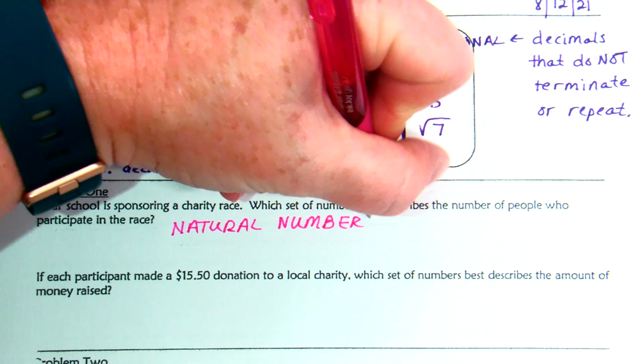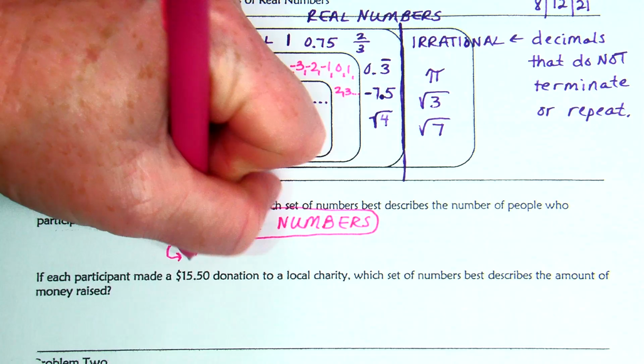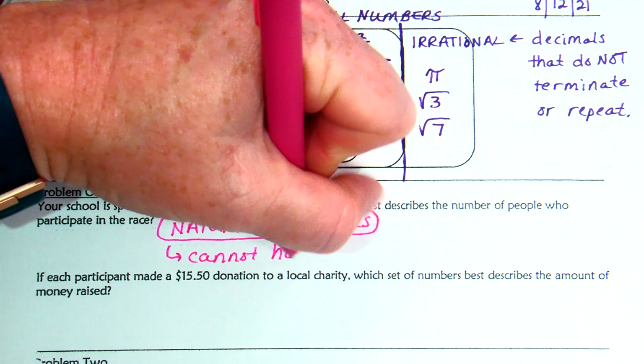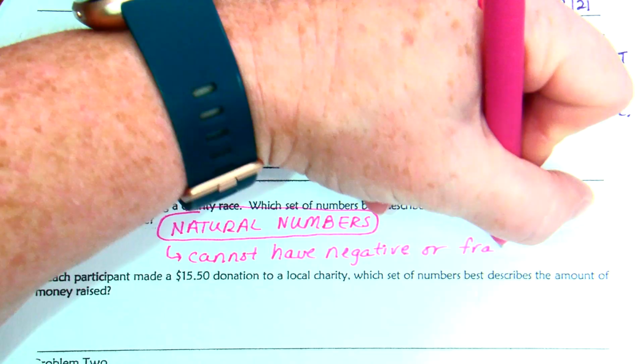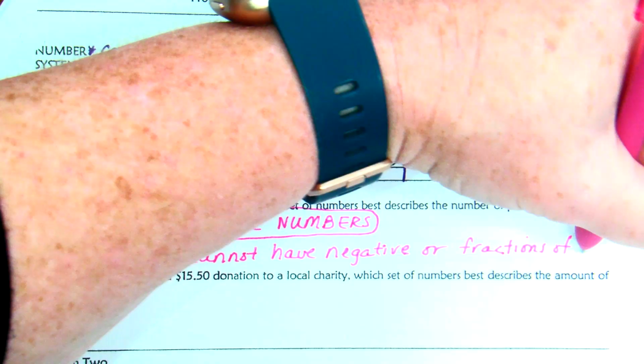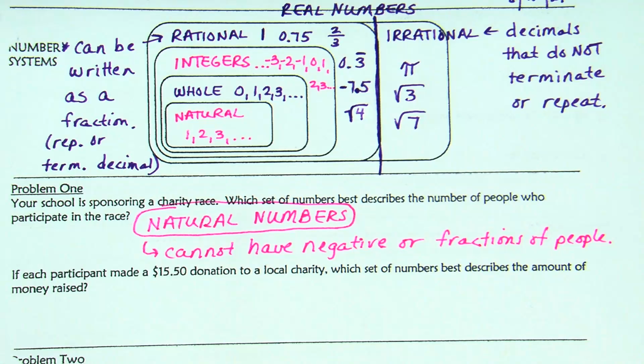And if you want, you can just write that. If you want an explanation, I'm going to say cannot have negative or fractions of people. Okay, so if you want to write something down to remind you why you picked natural later, or why we as a class picked natural, there's something to write down.